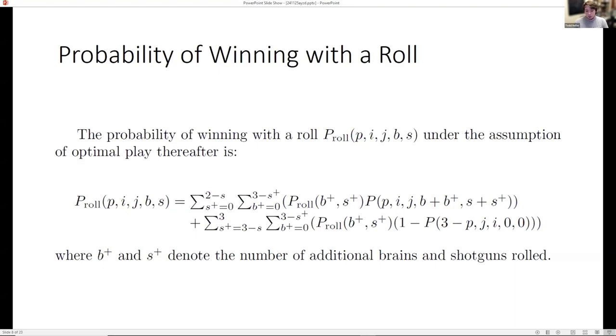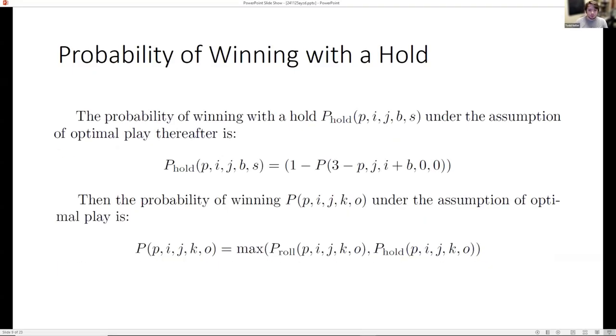We also have the case where the number of shotguns is greater than or equal to 3 after the roll, in which case play will pass to the opponent and the turn totals will reset and no points will be gained. So the probability of winning from here is 1 minus the probability the opponent wins from the new game state. And the probability of winning with a hold is a bit simpler. Once the player holds, they will retain all the points they gain for the turn, and play will pass to the opponent. So the probability of winning on a hold is 1 minus the probability of the opponent winning from that game state. And so therefore, the probability of winning overall is the max of whether you roll or hold.